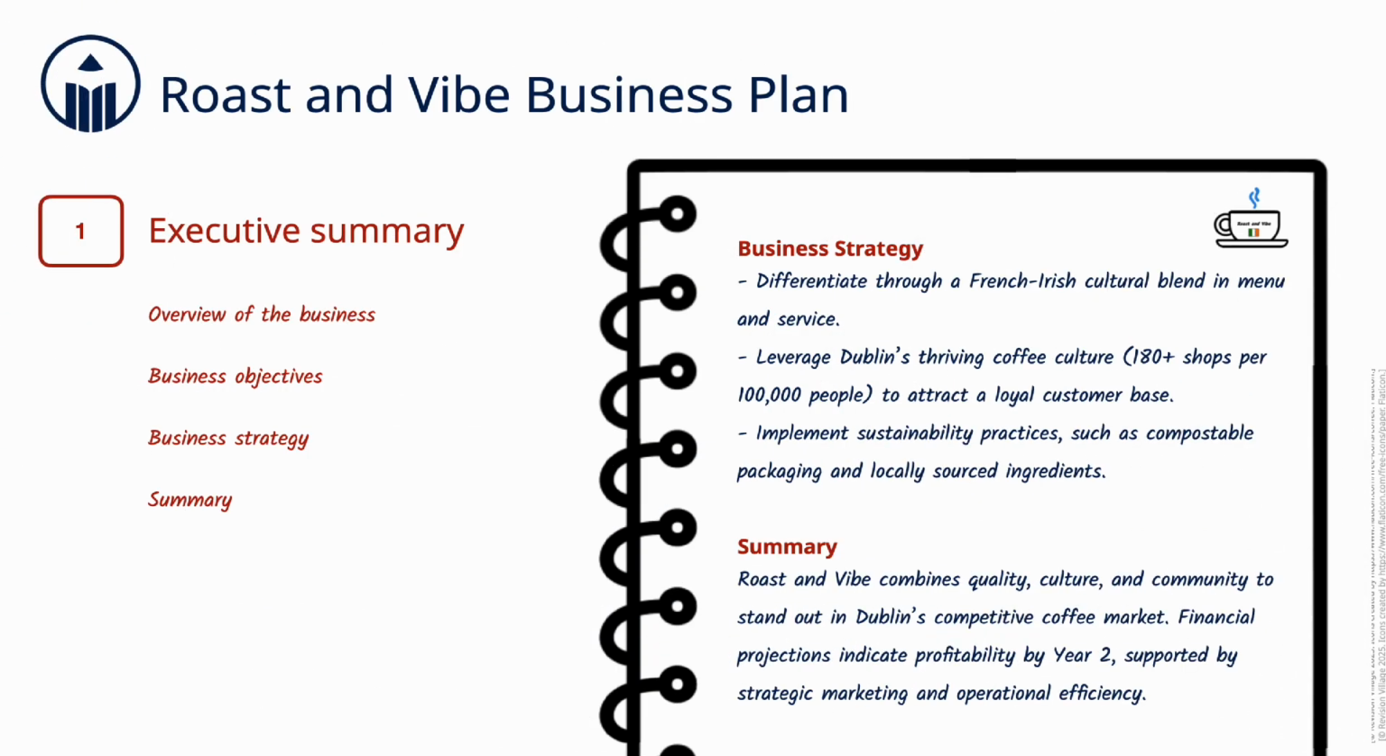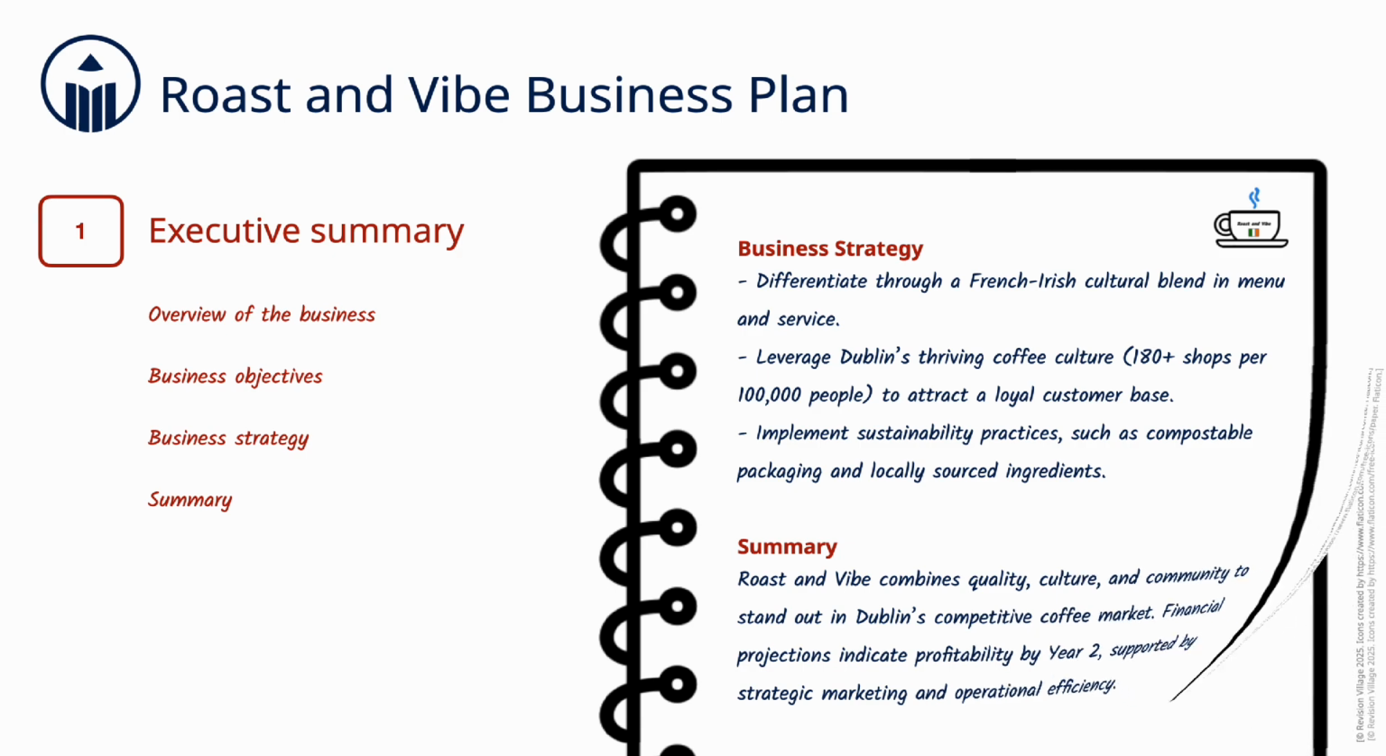Next, we have business strategy, which focuses on how Roast and Vibe plans to stand out and achieve long-term success. We are told in this section that the cafe differentiates itself through a French-Irish cultural blend in both its menu and service, appealing to customers seeking a unique experience. The cafe aims to leverage Dublin's strong coffee culture to build a loyal customer base, while prioritising sustainability through compostable packaging and locally sourced ingredients.